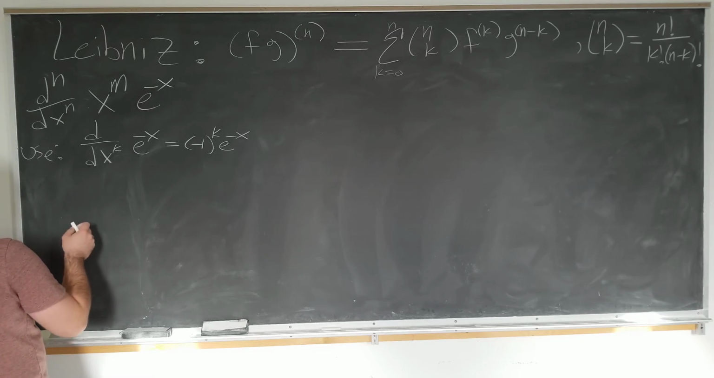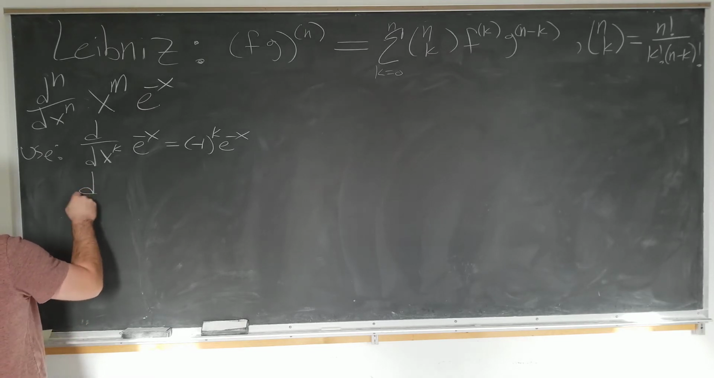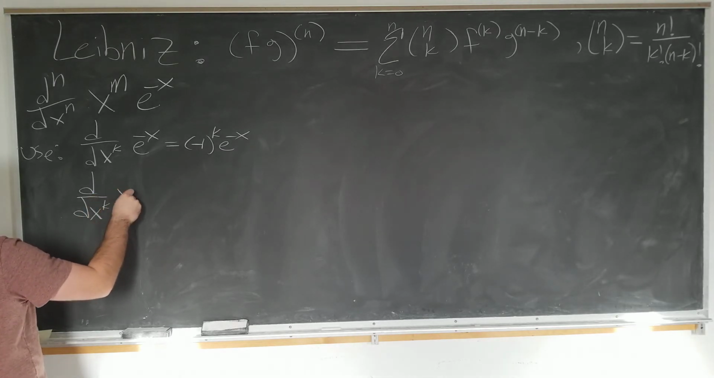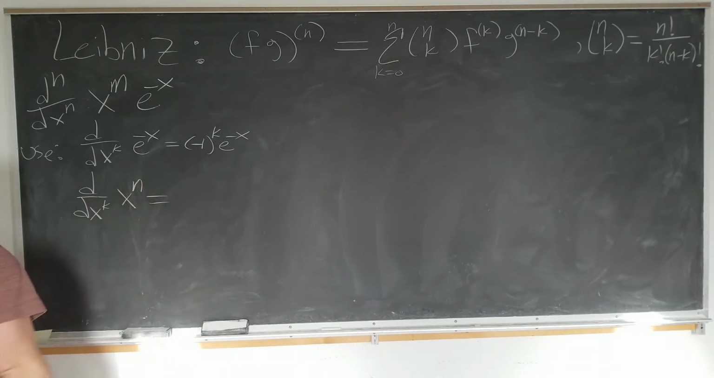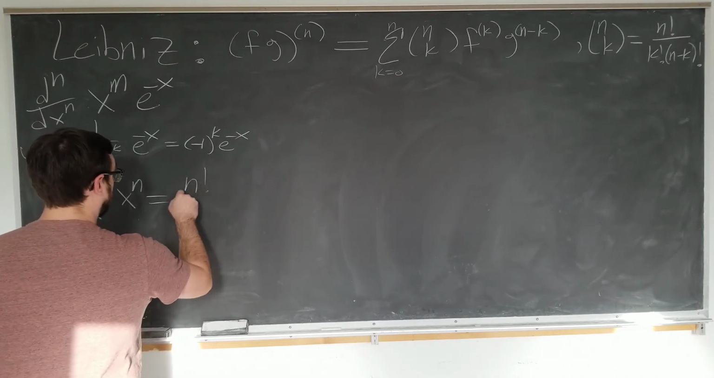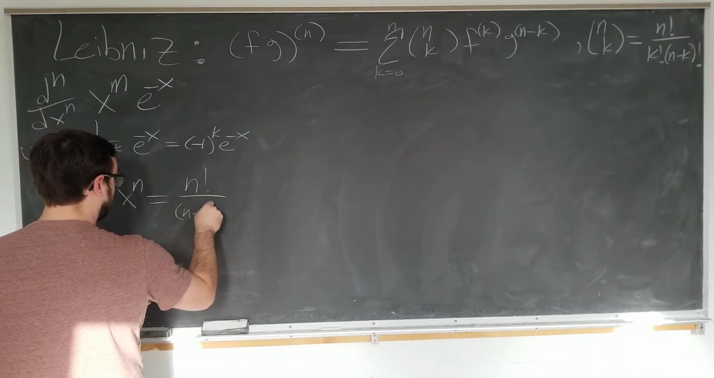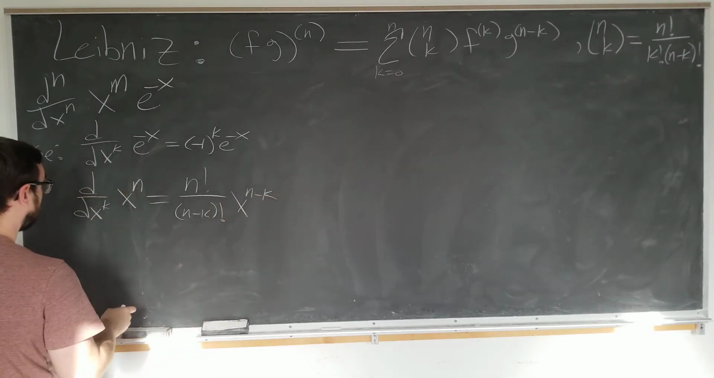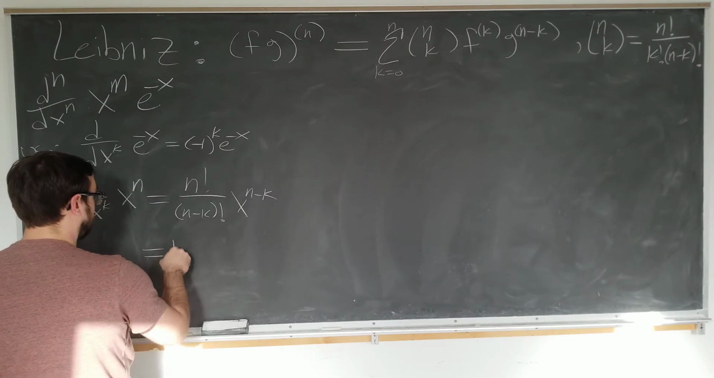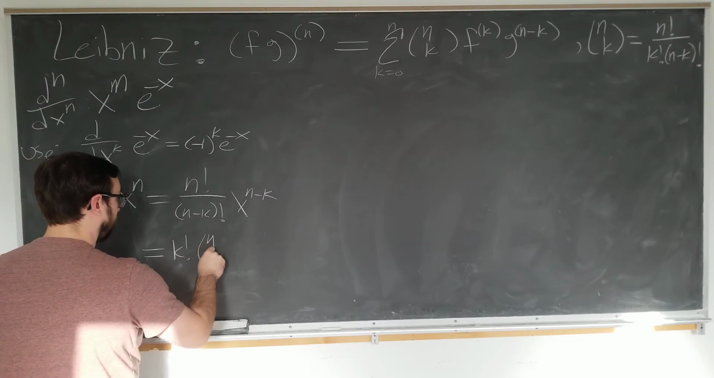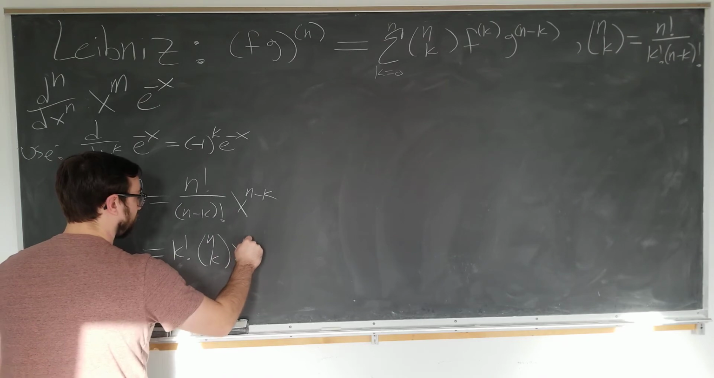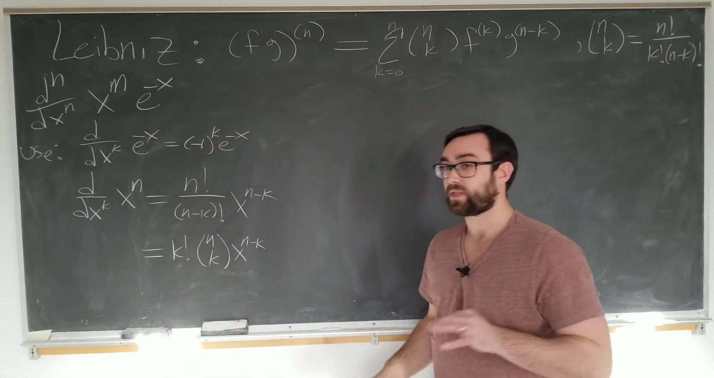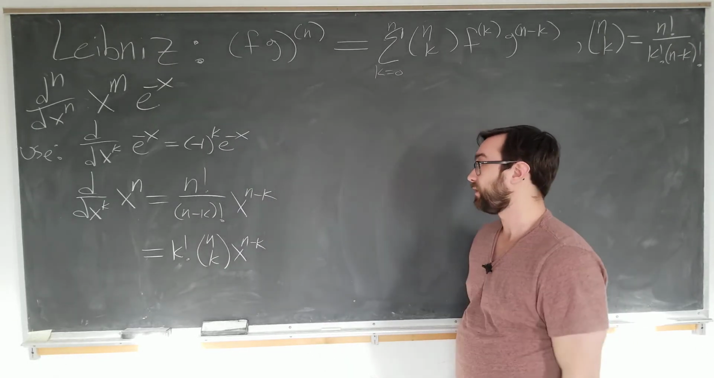Okay, so now we also need to know that the kth derivative of x to the n is equal to n factorial over n minus k factorial x to the n minus k, which is the same thing as k factorial n choose k x to the n minus k. Maybe you haven't seen this formula before. I'm not going to derive it for you now. It can easily be done by induction.